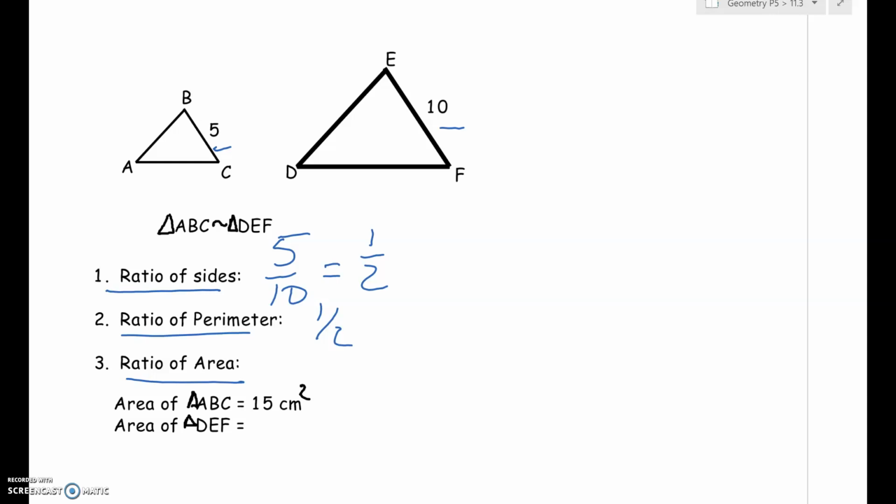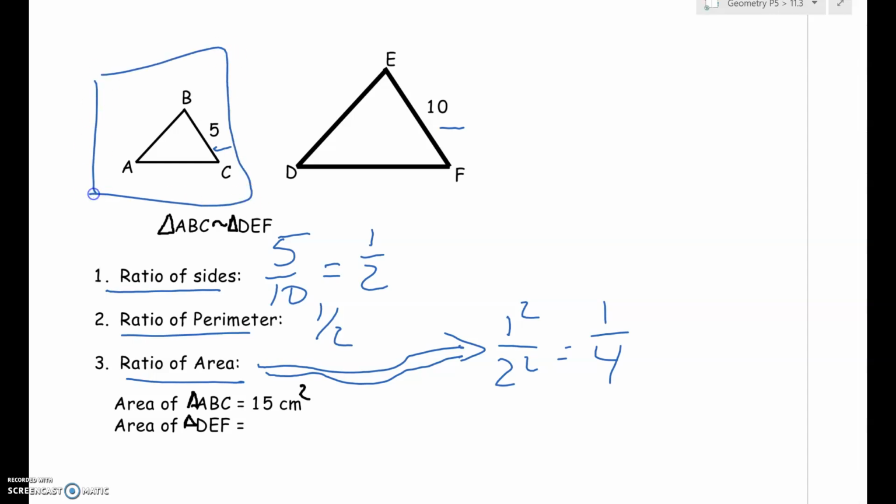What do we do? Well, I'm going to run out of space, so I'm going to put it over here. It is 1 squared to 2 squared. So that makes that 1 to 4. That's the ratio of my areas. So what that means is the area of this triangle, if I put that area as a ratio to the area of this triangle, it would be a 1 to 4 ratio or fraction.